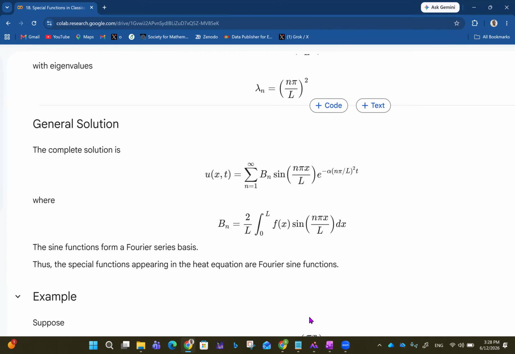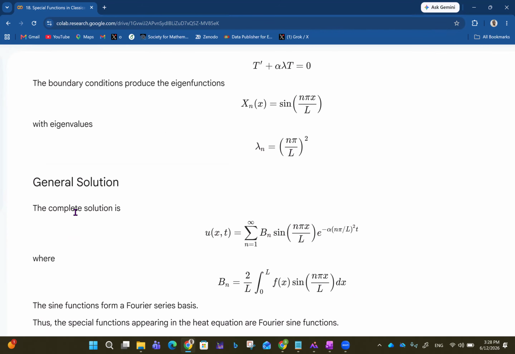So then the general solution becomes something like this. The complete solution is u of x comma t equals summation from n equals 1 to infinity b sub n sine n pi x over L e raised to minus alpha times n pi over L all squared t, where b sub n is 2 over L integral from 0 to L f of x sine n pi x over L dx. The sine functions form a Fourier series basis. Thus the special functions appearing in the heat equation are Fourier sine functions.